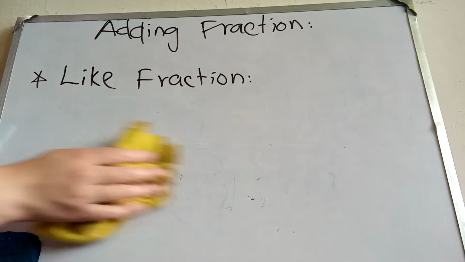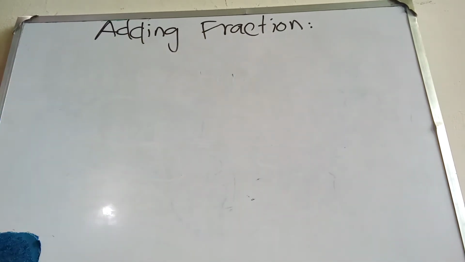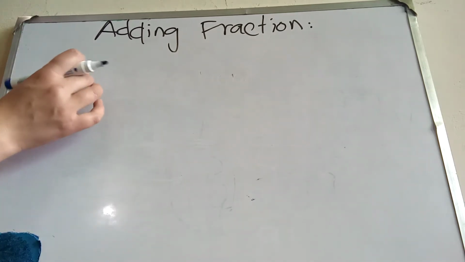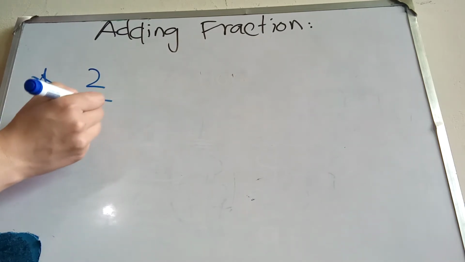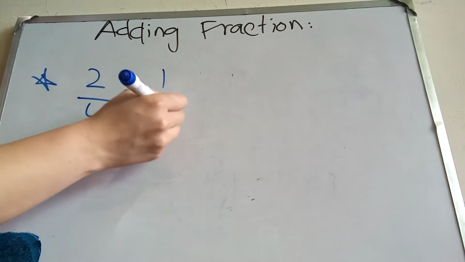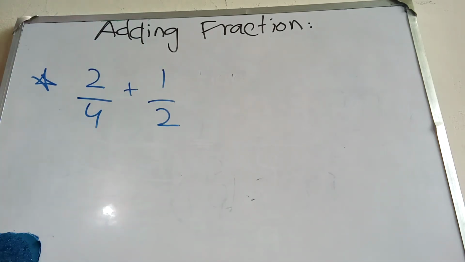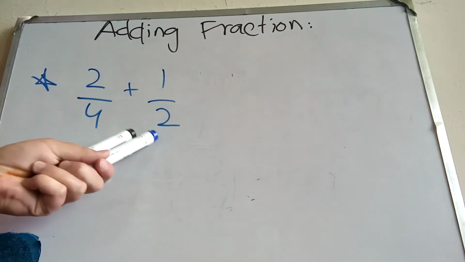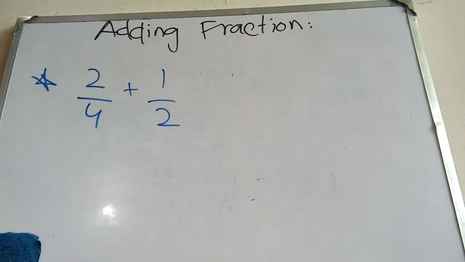Now if the denominators are unlike, they are not common, that is called an unlike fraction. For that, first we will do an unlike fraction with, for example, 2 over 4 plus 1 over 2. This is an unlike fraction because their denominators are not the same.